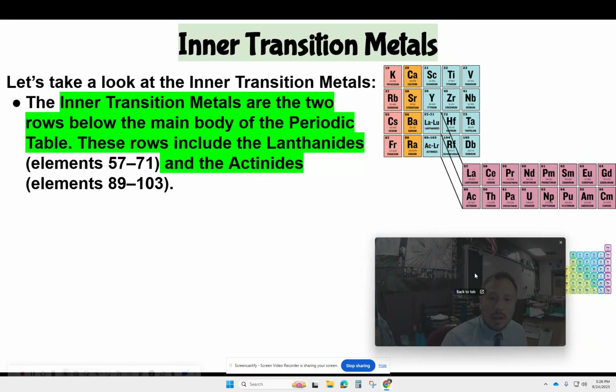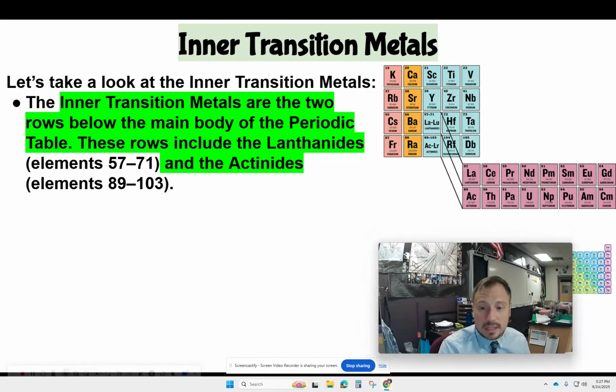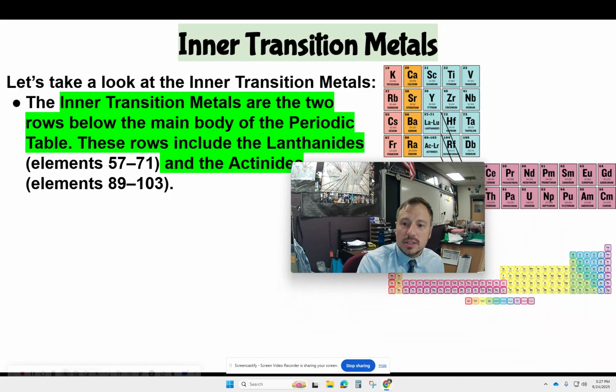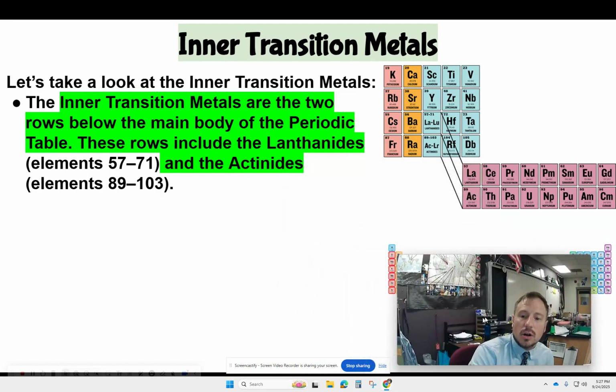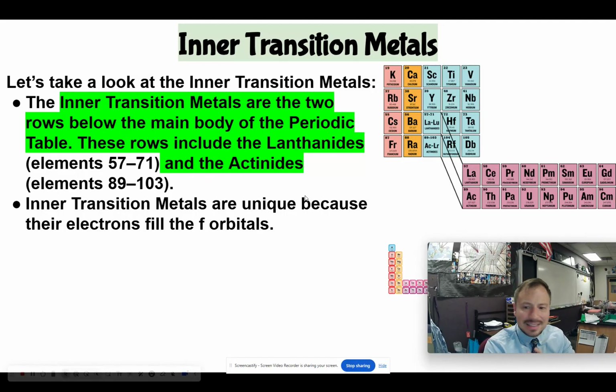Now, there are a couple of special cases here. The inner transition metals. We talked about the transition metals. The inner transition metals are the 2 rows below the main body of the periodic table. These rows include the lanthanides and the actinides. I have the atomic numbers there. You've probably seen this on the periodic table. These are those 2 rows that are usually depicted below, and this is just to save space. It's not that they're separate from the periodic table. They are part of it, but it is just to save space.